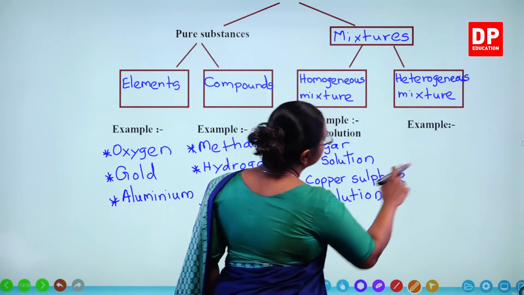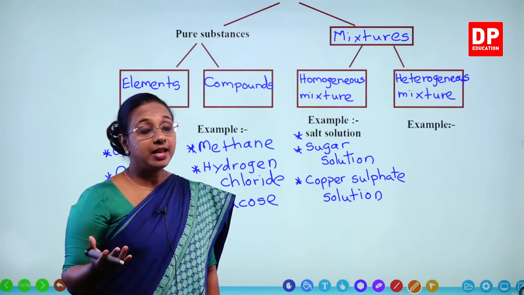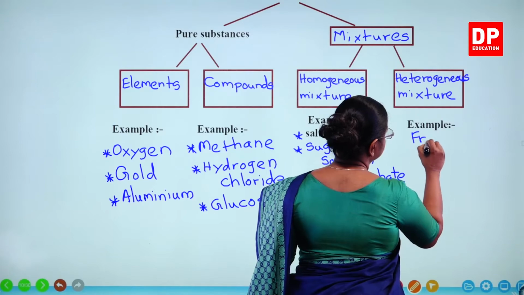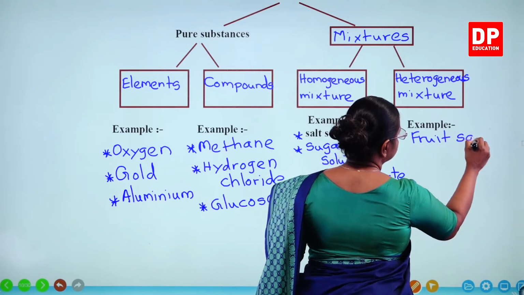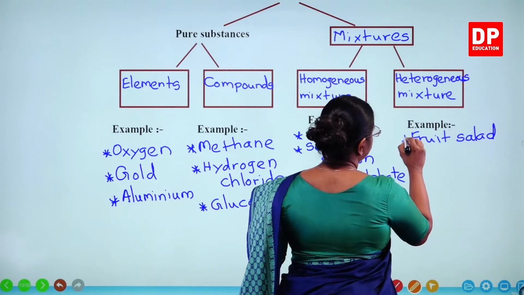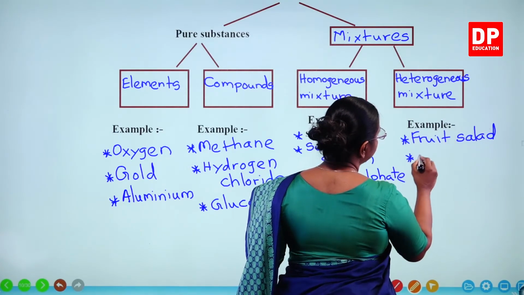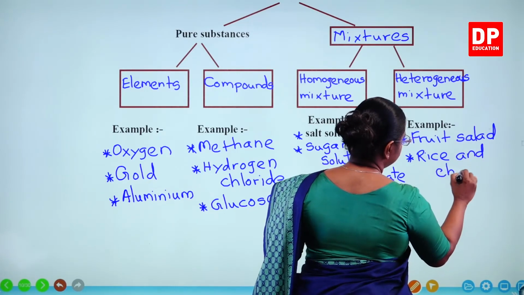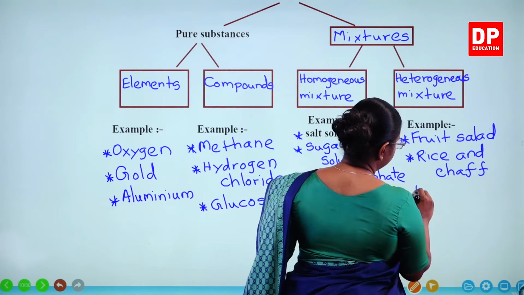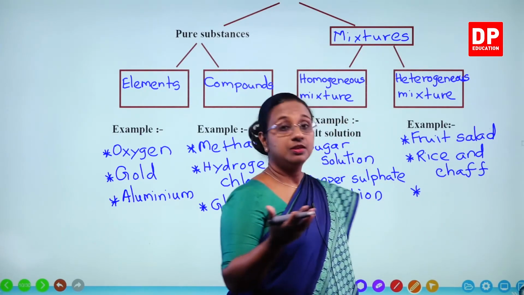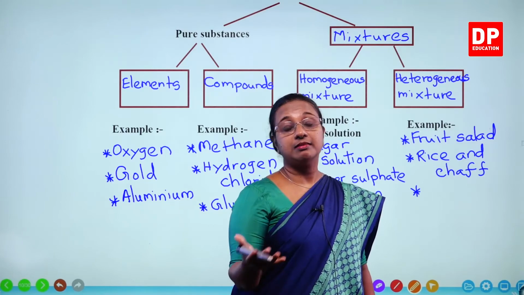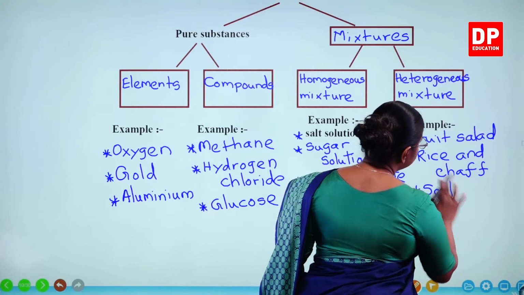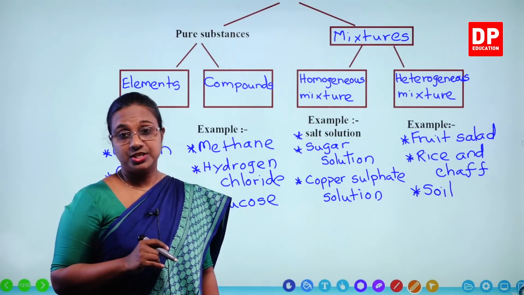Then here we have the heterogeneous mixtures. What can you think for heterogeneous mixtures? You can write fruit salad. Then what else? We can write rice and chaff mixture. Rice and chaff. Then we can even write the soil. What you get? That is also a heterogeneous mixture. Soil. So these are all different types of heterogeneous mixtures.